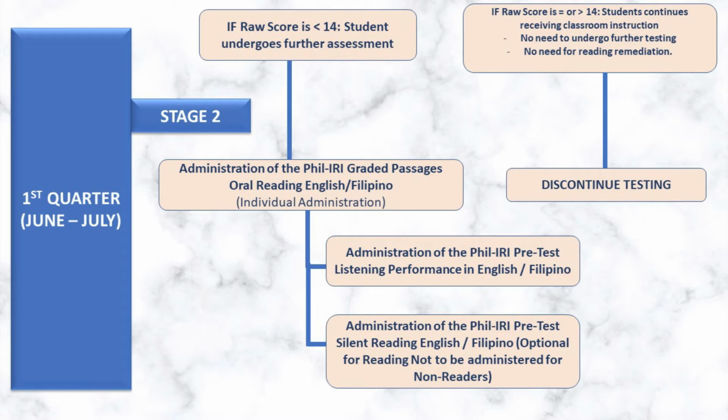On the second stage, students need to undergo further assessment. The teacher will administer the Phil-IRI graded passages to all identified learners individually as a pre-test. As mentioned earlier, both English and Filipino passages will be administered to grade 4 to 6, while Filipino passages will only be administered to grade 3. The administration of the Phil-IRI pre-test silent reading is optional for readers and not to be administered to non-readers.